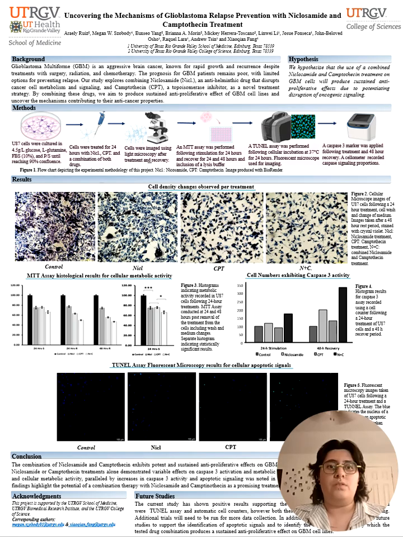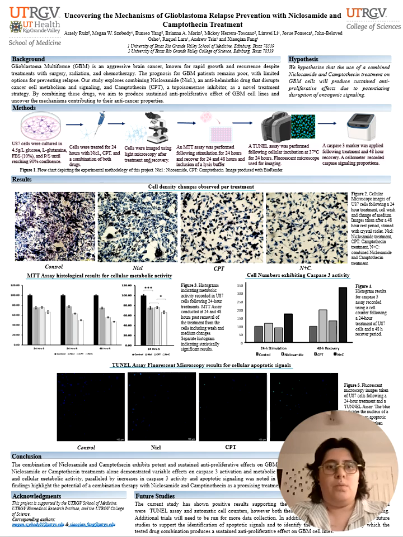Our study focuses on the use of niclosamide, also abbreviated as N or NICL, and camptothecin, also abbreviated as CPT, against GBM cells. Niclosamide is an anti-helmintic drug that disrupts cancerous cells' metabolism and signaling. CPT is a topoisomerase inhibitor. It inhibits enzymes essential for DNA replication and transcription. We hypothesize that the use of niclosamide and CPT on glioblastoma cells will produce sustained anti-proliferative effects due to potentiating disruption of oncogenic signaling. We use different types of assays in order to test our hypothesis.